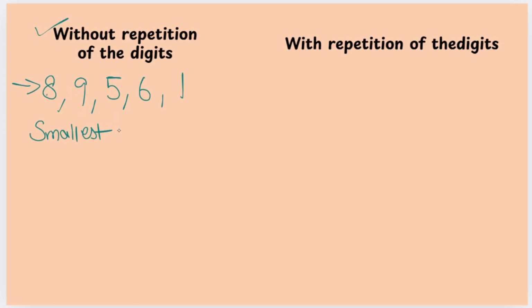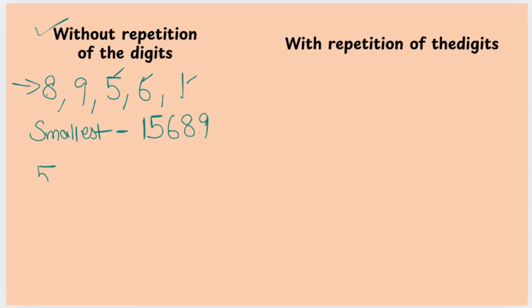So the smallest number is arranging from small to big number. Which is the smallest number among this? 1. So write it as first digit. Then 8, 9, 5, 6. Which is the smallest? 5 is the smallest. Then 6 is the smallest. Among 8 and 9, which is smallest? 8 is smallest. Then 9. Fine. This is known as smallest number. So we are using 5 digits to form a smallest number.